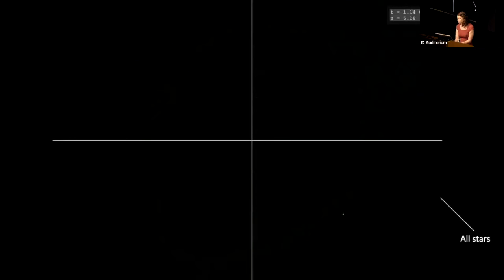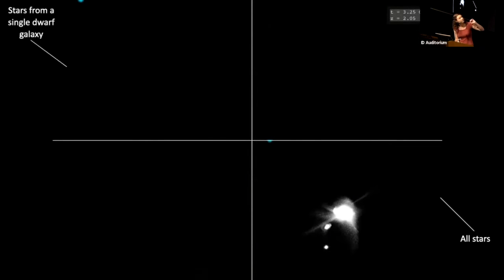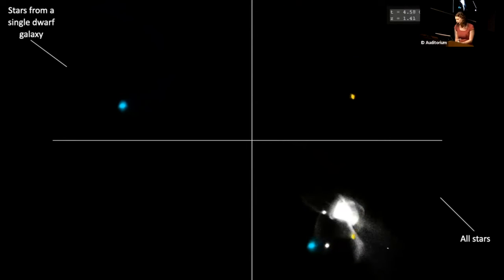There we go. Okay. On the lower right, what you're going to see is all the stars. This is every star that ends up bound to the central galaxy at redshift 0. And then in each of the other boxes, you're going to see just an individual galaxy. It's the same view, but we've only included the particles from a single galaxy. So there's the first one. And we've given each of these galaxies a color so that you can pick it out both in its own box and in the main box where everything is going to be jumbled together.